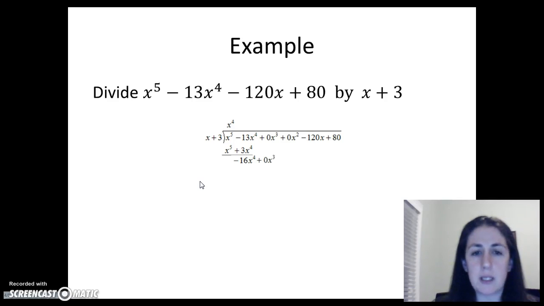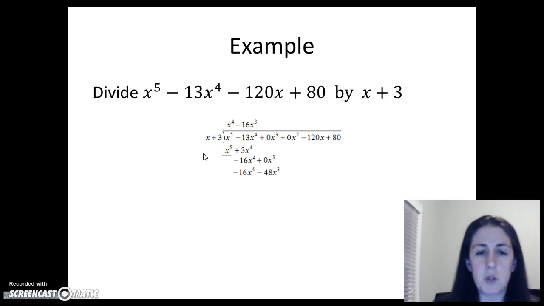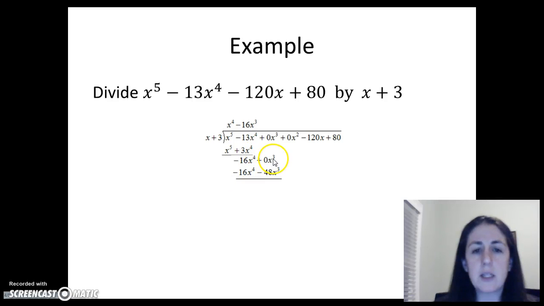x times what gives us negative 16x to the fourth? That's negative 16x cubed. Distribute the negative 16x to both of those, and then we'll subtract completely. The negative 16x to the fourth minus negative 16x to the fourth will cancel. 0 minus negative 48 becomes a positive 48x cubed. Bring down the next term.